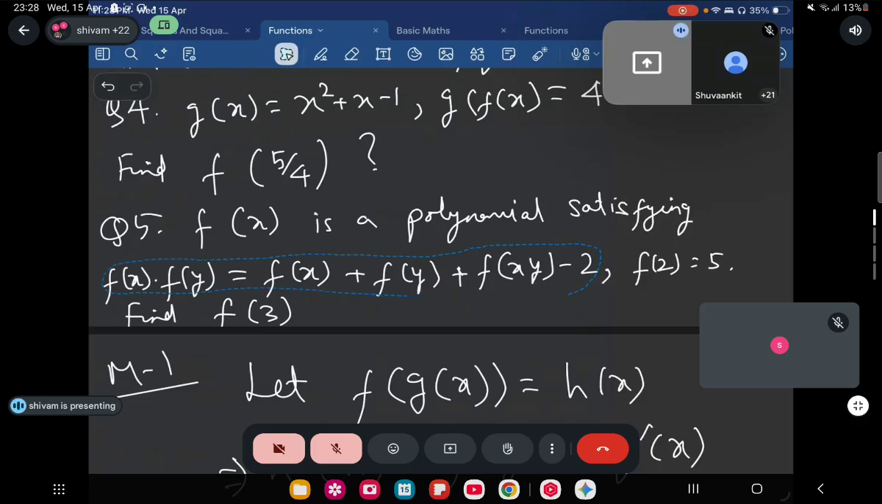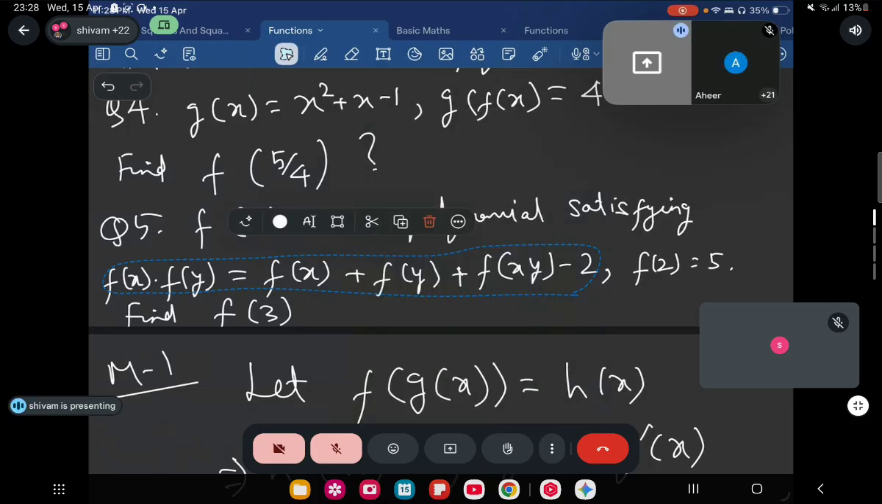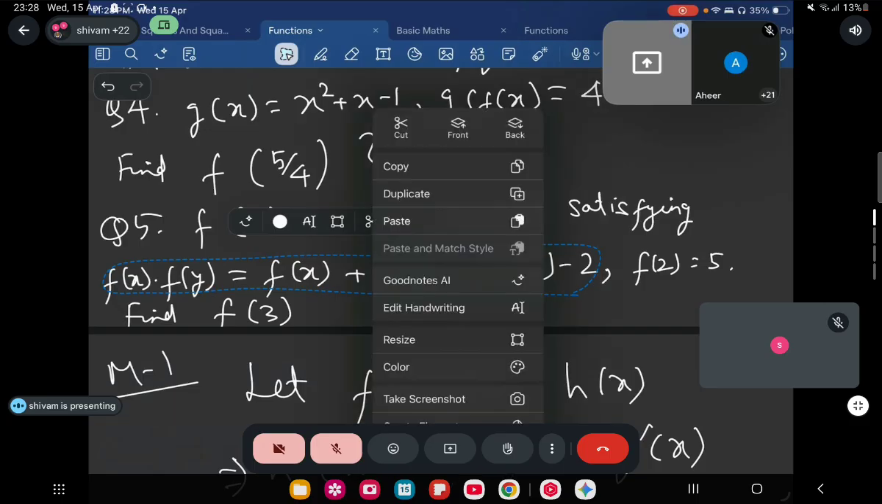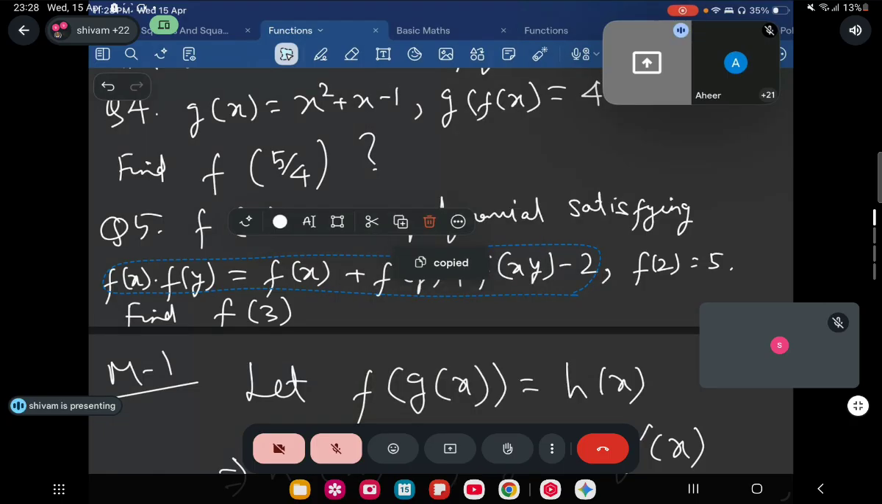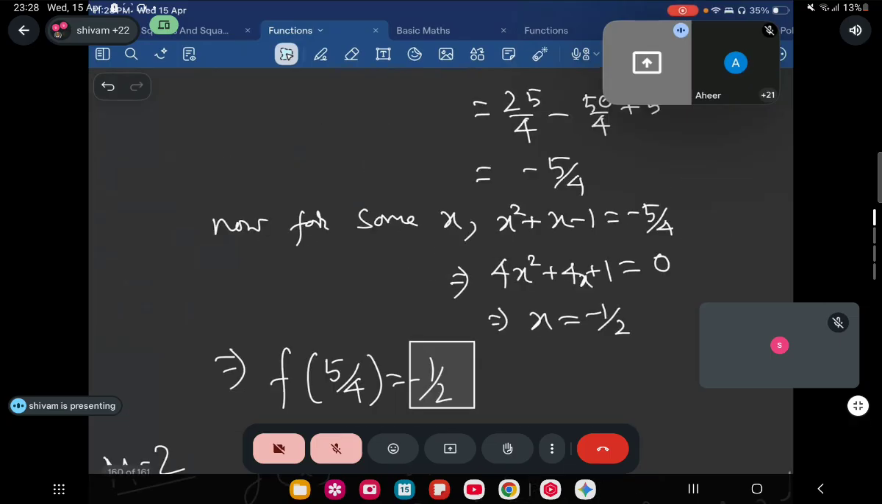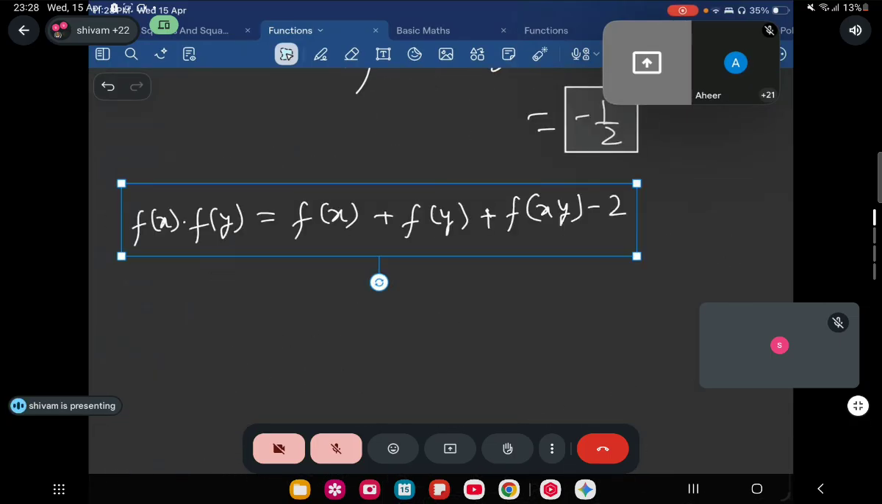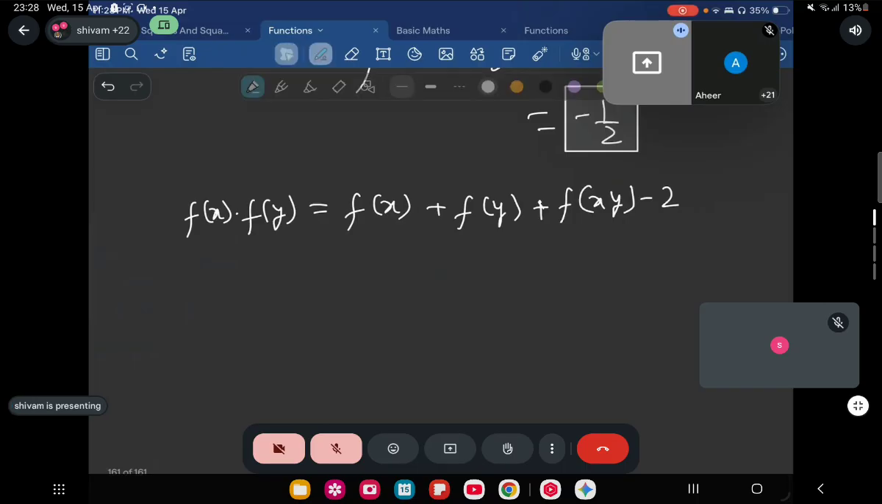A similar kind of functional equation, we solved it earlier, right? In the beginning of the class, f of x into f of 1 by x is equal to f of x plus f of 1 by x. Do you remember? Can you see my answer? Yes, Bigyan, your answer is correct.